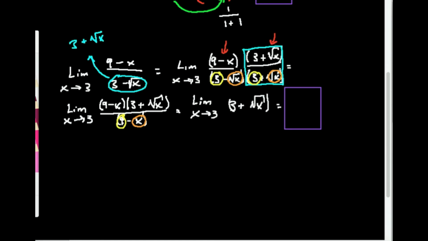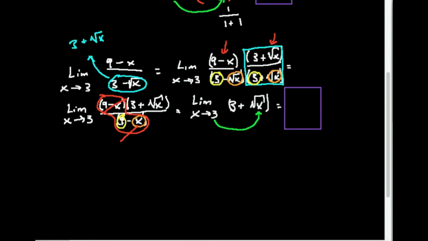All right? But notice, in this limit now, I have 9 minus x divided by 9 minus x. And they cancel. Which leaves me with the limit as x goes to 3 of 3 plus square root of x. And now I can just take this 3 and plug it in there. Now, we don't know what the square root of 3 is off the top of our head. It's not a perfect square, so you can't really do much with that. If your tests allow calculators, then you're more than welcome to just plug that number in and get a number.